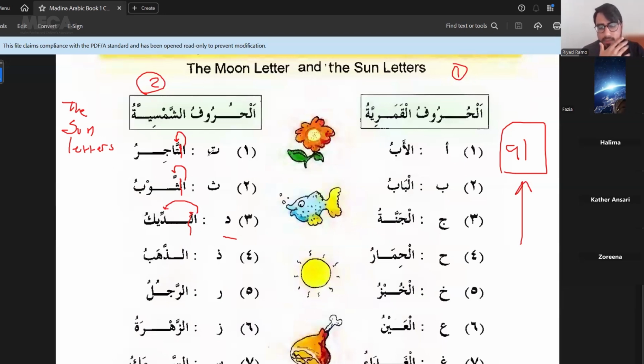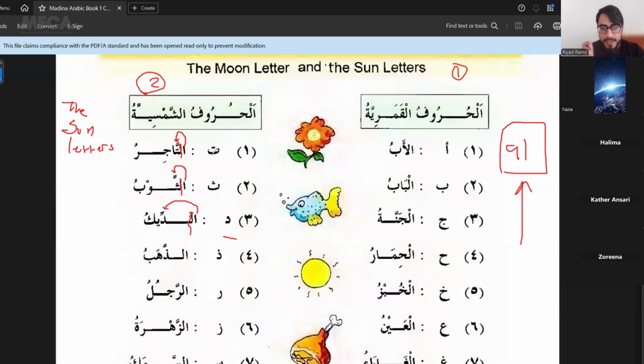Is anyone confused? So in order to recognize the sun letters, you said there's the shadda. Is there anything else that we can recognize the sun letters by, or do we just have to memorize it? It's about memorization, and the shidda, but I'll tell you the reason why it's like that. Does anyone know why? In the past the Arabs did this so it can make it easier on the tongue.